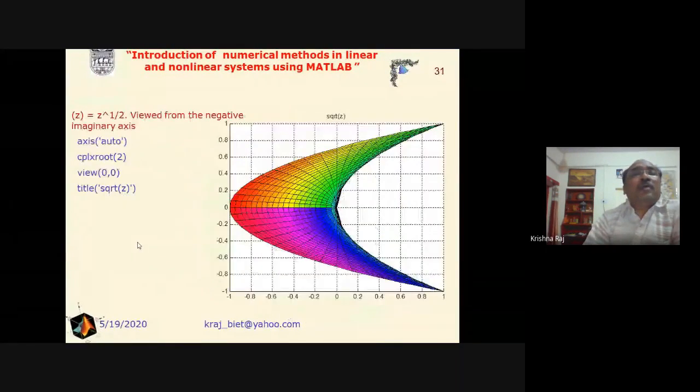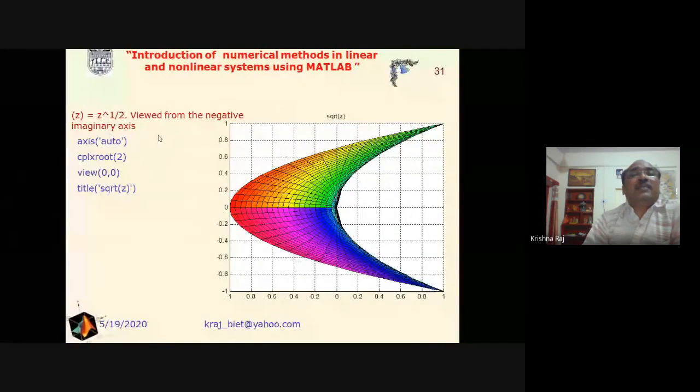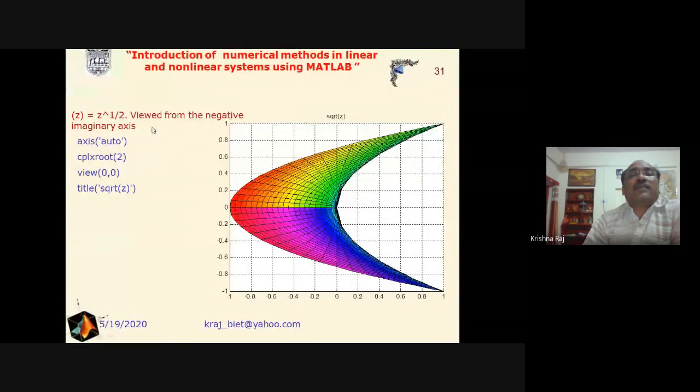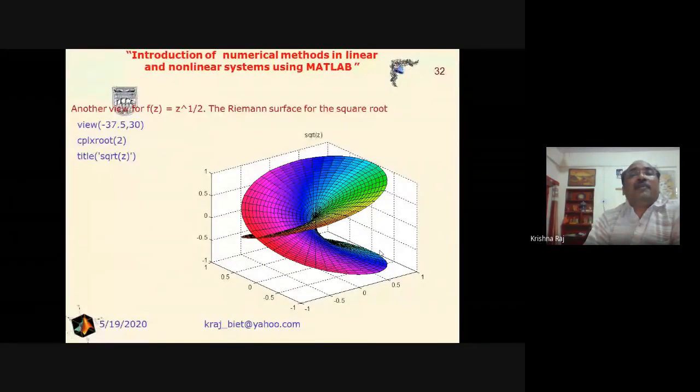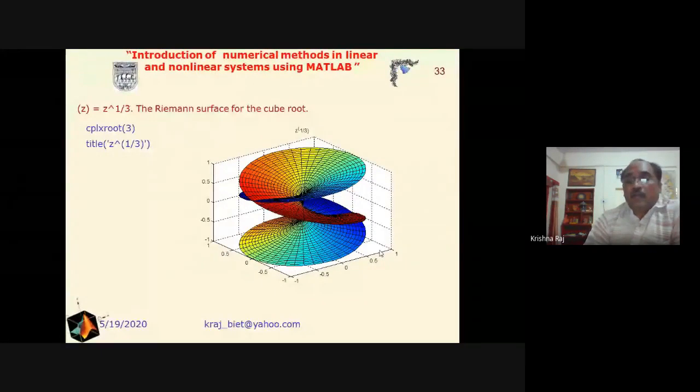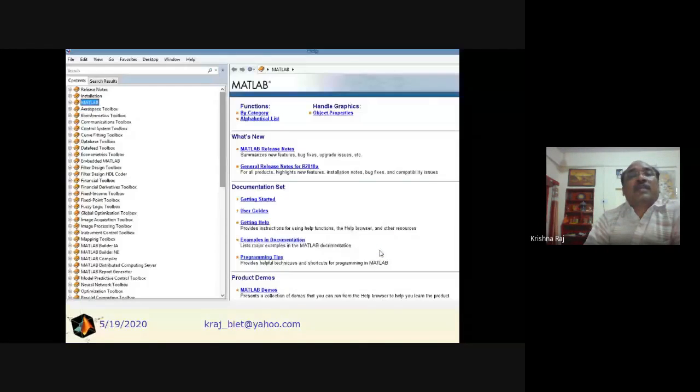Now the view may be from different sides. It may be viewed from the negative imaginary axis. Here we will define the axis, a complex root, and this will be from the negative side. We are taking the view of this one from the negative side, having the z to power 1 by 2. Similarly, it is true for z to power 1 by 2 using the Riemann surface, and again it is for the Riemann surface here.